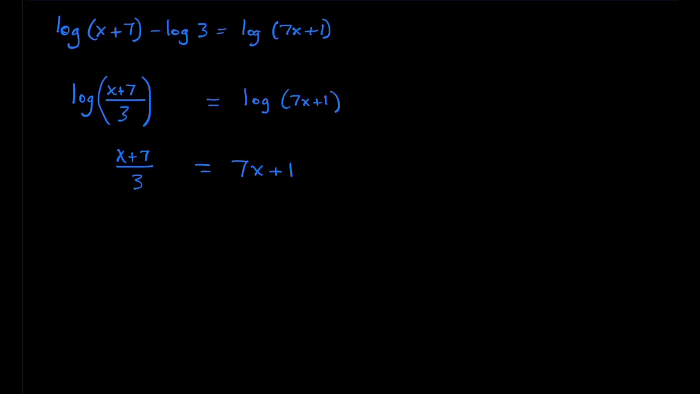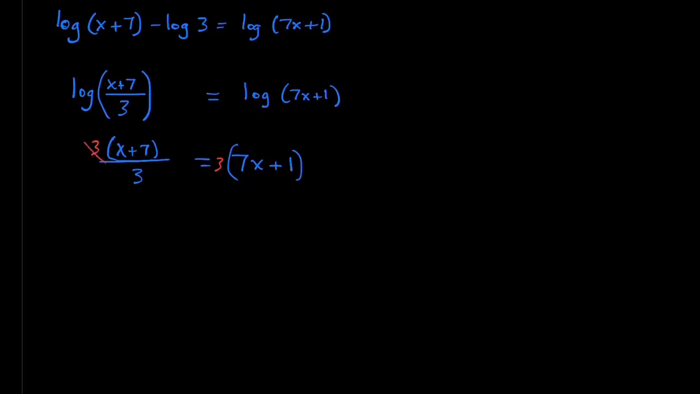And so with algebra, there are different ways you can solve this. What you can do now is just go ahead and multiply both sides by 3. So you put it in parentheses, and you put this part in parentheses. You'd multiply both sides by 3 now to get rid of that fraction. These cancel out, and what you have left is x plus 7 equals the 3 times 7x plus 1.